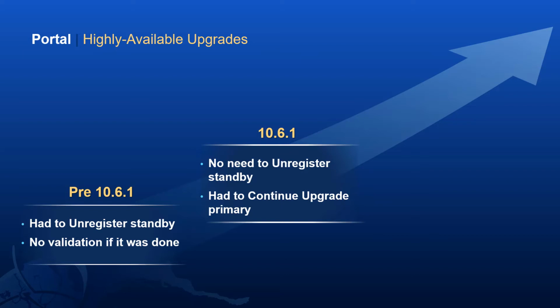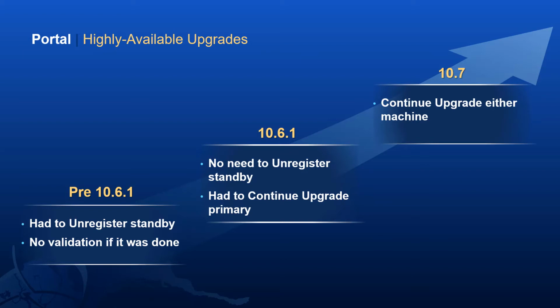Now, the feedback that we received was that it was confusing as to which machine to start the install on and what if it causes a failover. Now we are not sure which one is the primary. So, starting at 10.7, we listened, and we changed it to where you do not need to be aware of which machine is primary and which one is standby. Also, you can now run the portal upgrade steps on either machine.